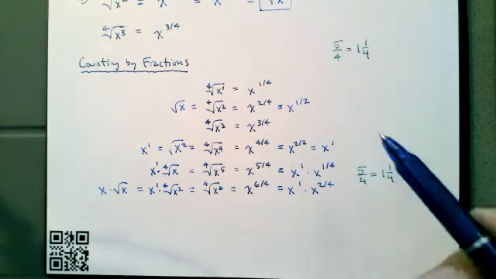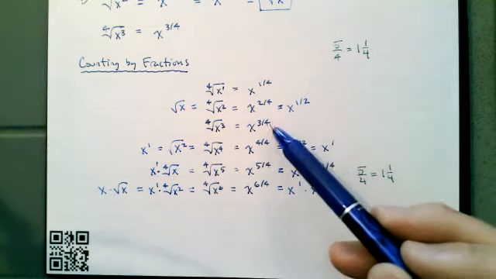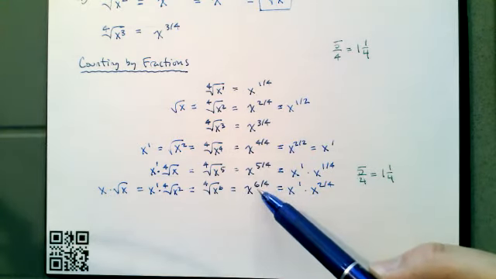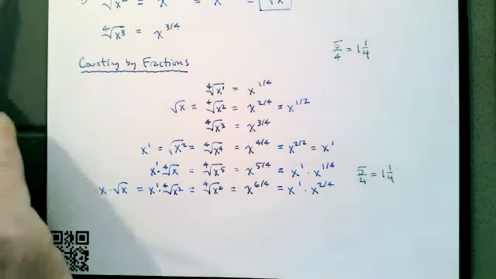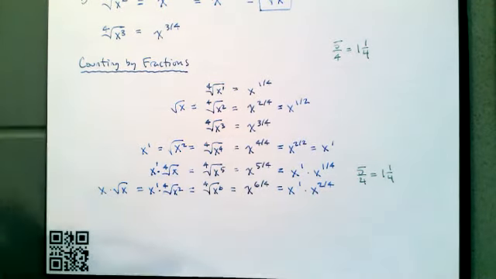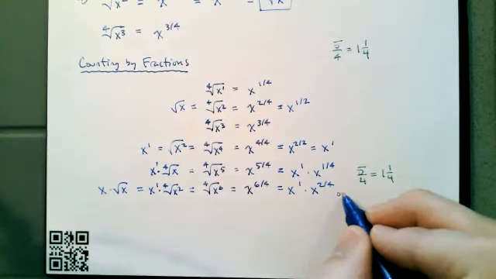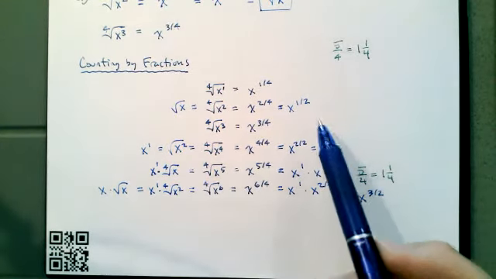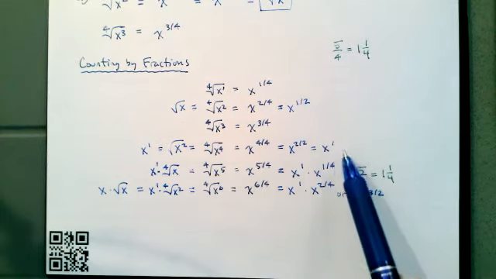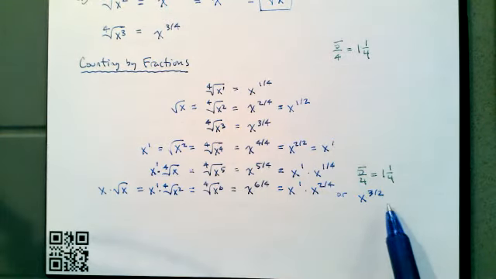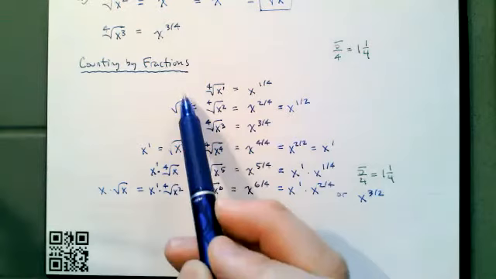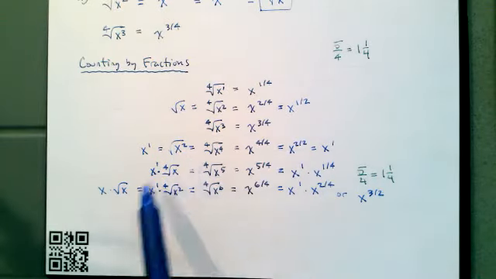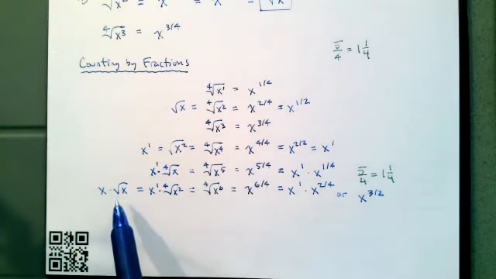Because as we're counting up, 1/4, 2/4 is a half, 3/4, 4/4 is 1, 5/4, 6/4 is x to the 3 halves. 6/4 is 3 halves. So if we look over here, we're counting by halves. 1 half, 2 halves, 3 halves.